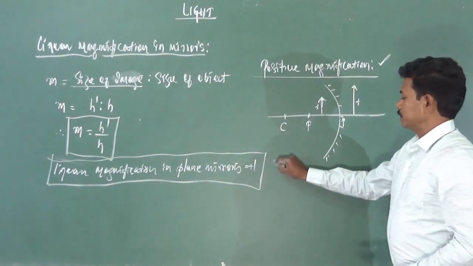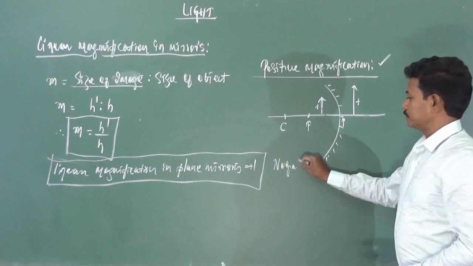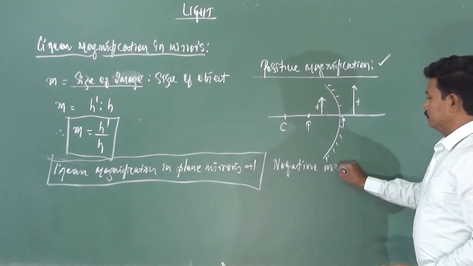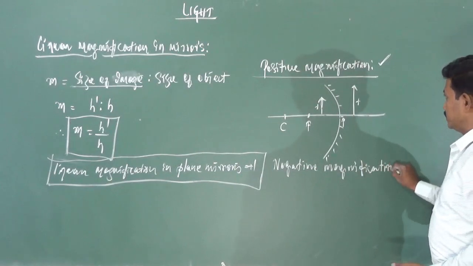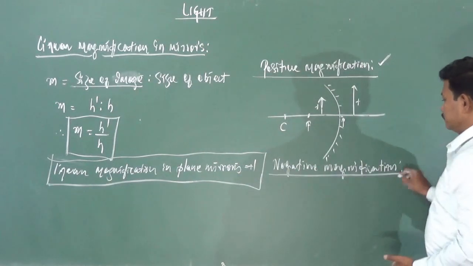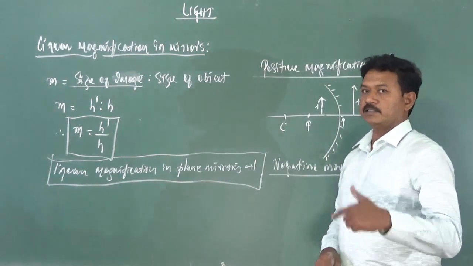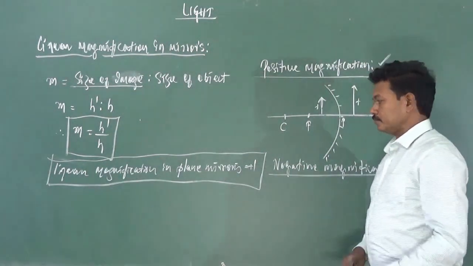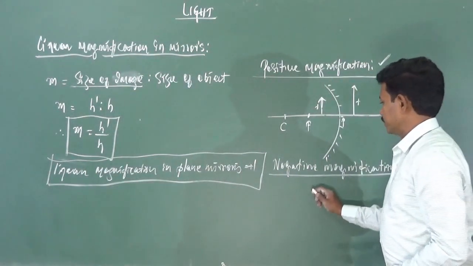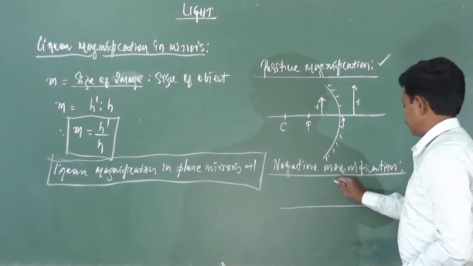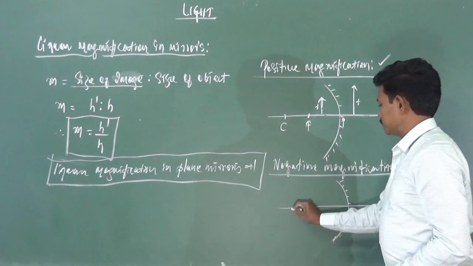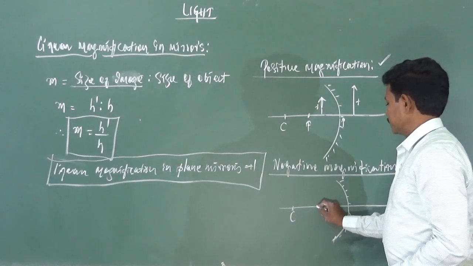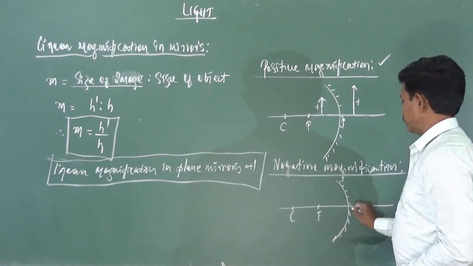So next is negative magnification. What is negative magnification? When does the magnification m become negative? That's very simple again. Here you can go with a ray diagram again in the case of a concave mirror. So this is a concave mirror. This is the center of curvature. This is the principal focus. This is the pole of the mirror.